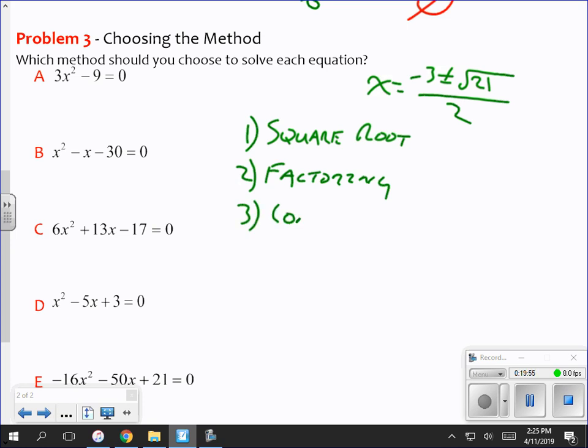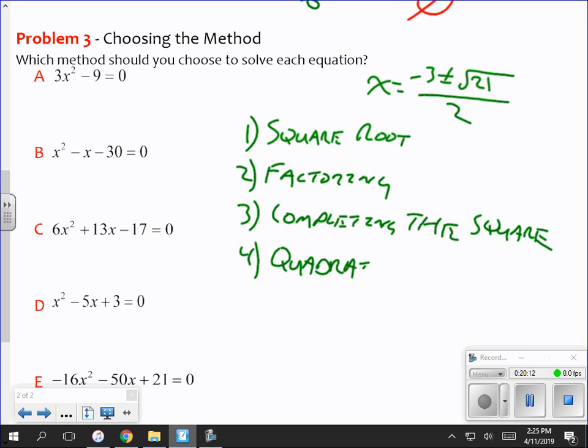Third way, completing the square. And then the one we just learned today, the quadratic formula. Formula, not formulae. Because I'm sure you all go yay when you use it, right? Formulae. Yeah, okay.